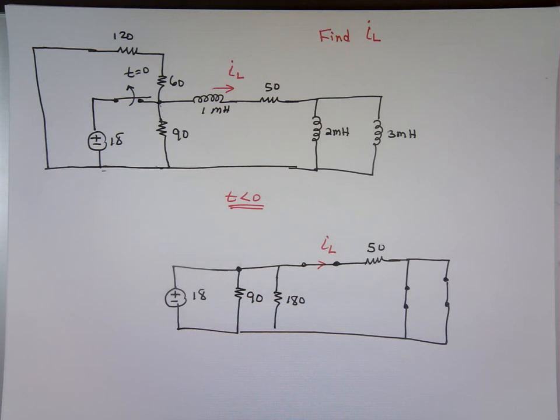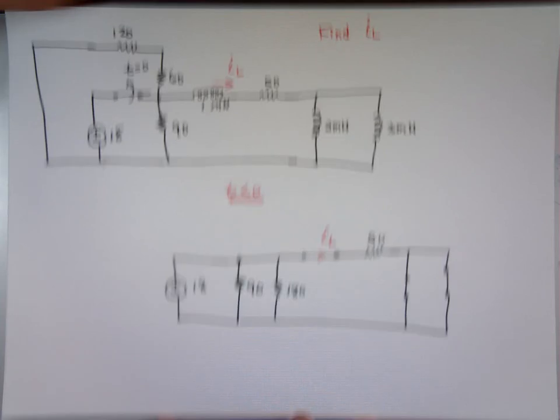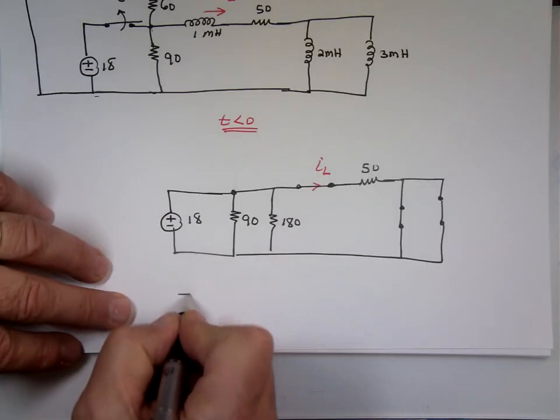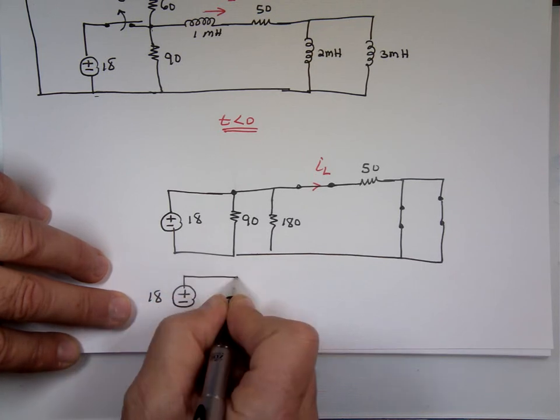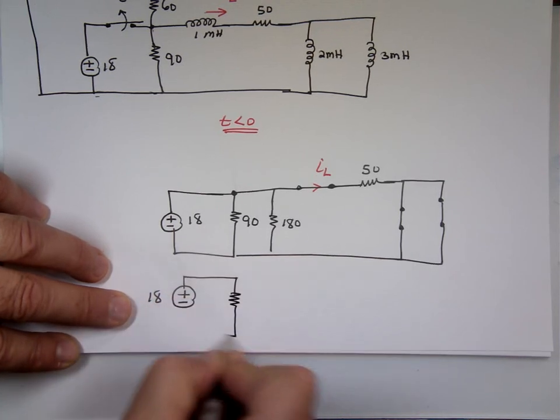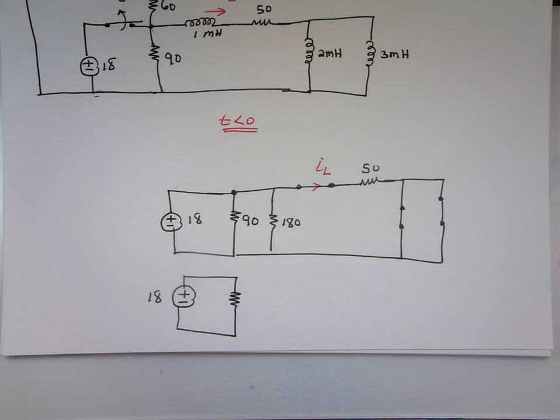So if you clean that circuit a little bit, this is what you're going to have. 18. These two resistors combine into one, the product over the sum. And then you can do the one in series with 50. 90 times 180. Now I'm going to leave it as is because I'm looking for that current. Over the sum of them, what's 90 and 180? Is that 270? That's a 60.